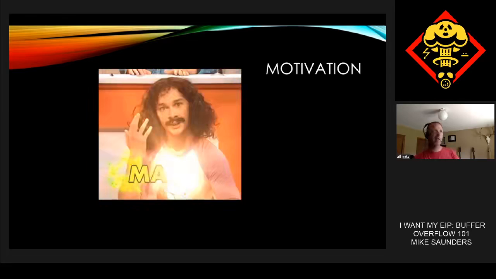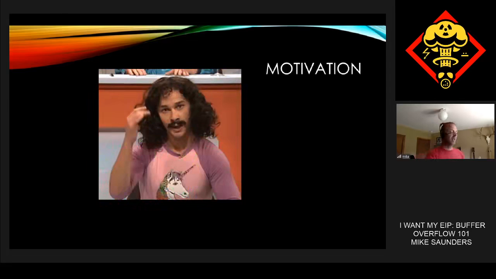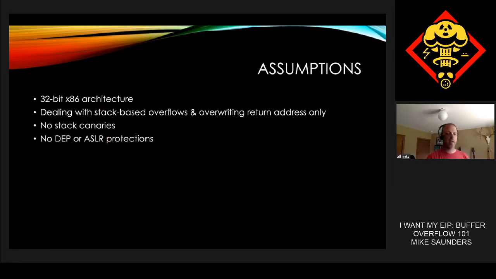To talk about that, I do need to get some assumptions out there. I'm talking about buffer overflows in a 32-bit architecture, x86 architecture. These aren't any kinds of advanced buffer overflows. We're not doing ROP chains. We're not doing SEH type things. This is a standard stack-based buffer overflow where we overwrite a return address and gain execution control. There are no protections in place when we're doing this. There's no DEP. There's no ASLR.